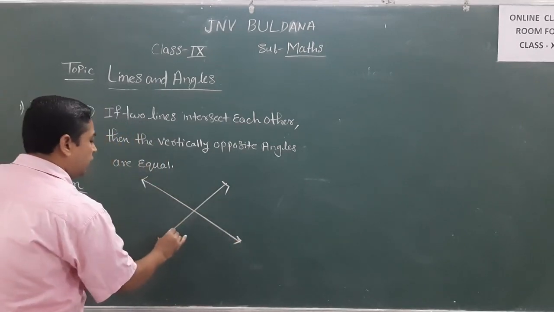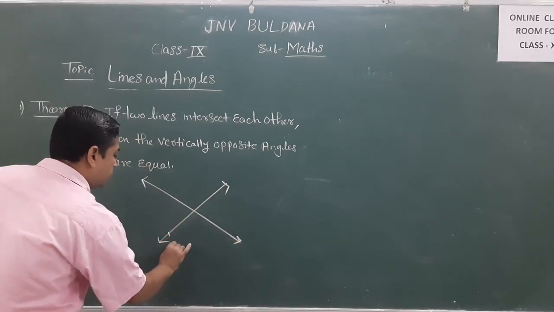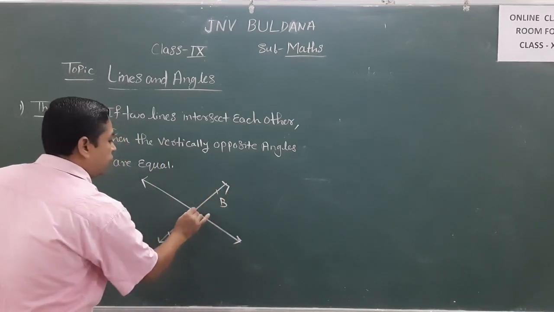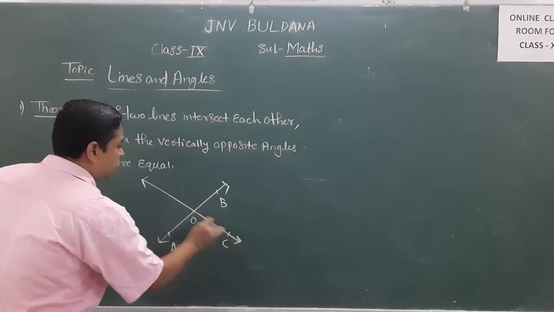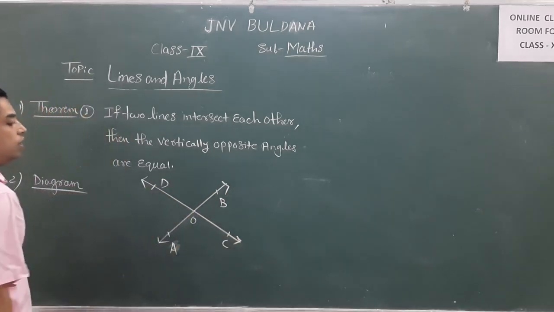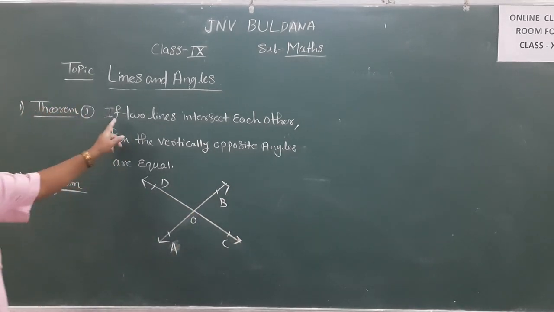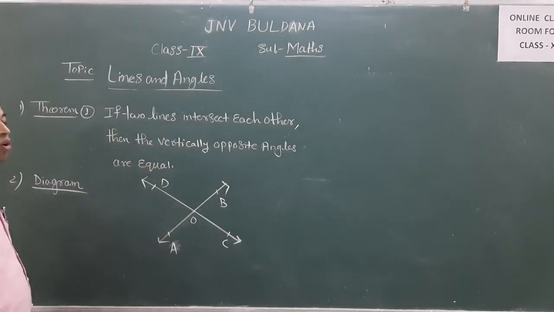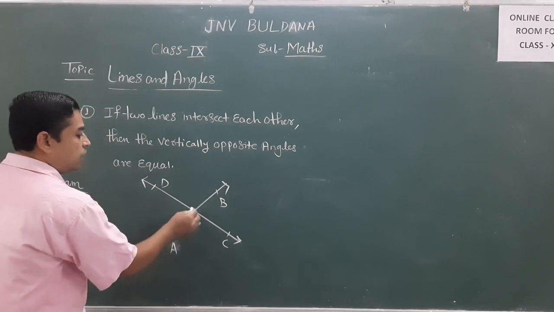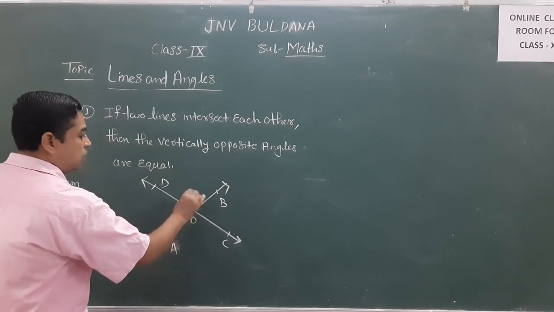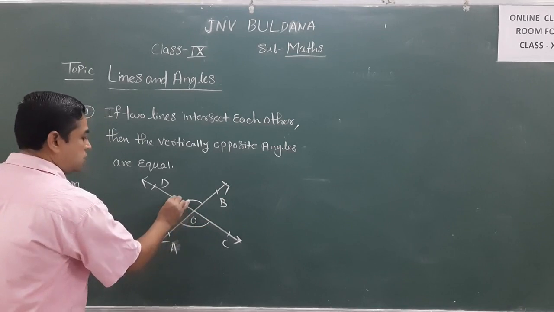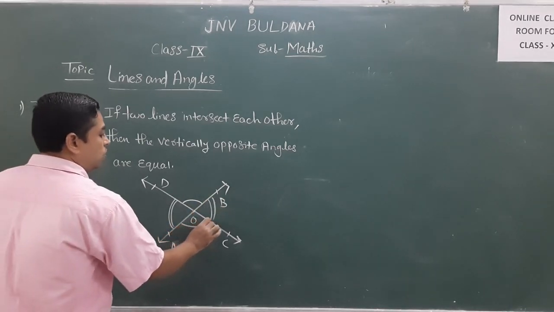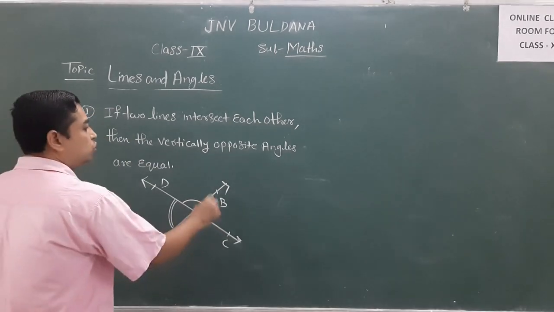And we will give the names also. That is A, B. They intersect each other at O. Here we give the name C and here we give the name D. If two lines intersect each other, then the vertically opposite angles. We already talked about vertically opposite angles. Which are the vertically opposite angles? This, the top and bottom angle, and the left side and right side angle. These angles will be equal. But we have to show that.